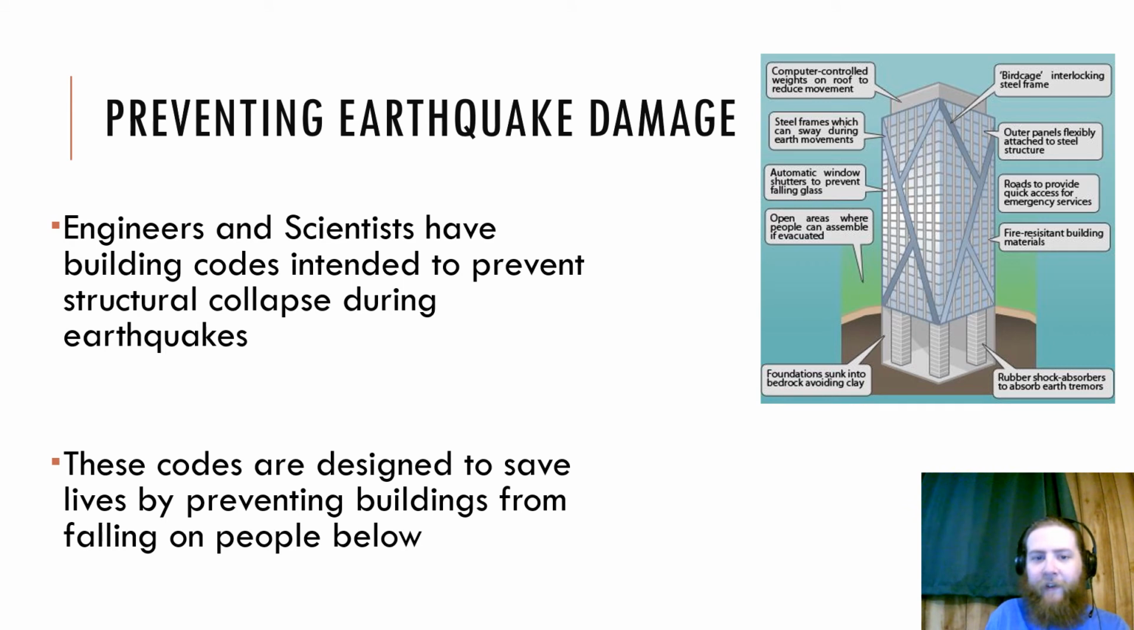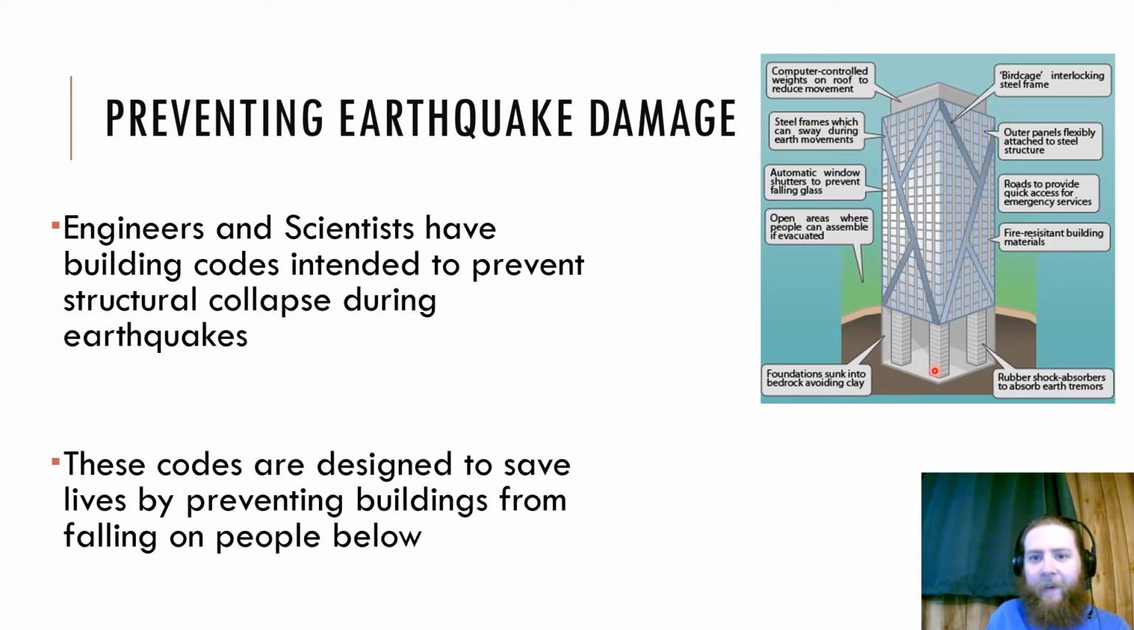So to prevent earthquake damage, because we as a society don't like our buildings to fall down on us, we have building codes that are intended to prevent structural damage and collapse of buildings during earthquakes. These are designed to save lives by preventing buildings from falling on people below. In this picture here, you have these kind of rubber shock absorbers under the ground, and this building is actually sunk into the ground to help it bounce a little bit. It has these nice bars that are crossed through here where they'll prevent that side-to-side motion.